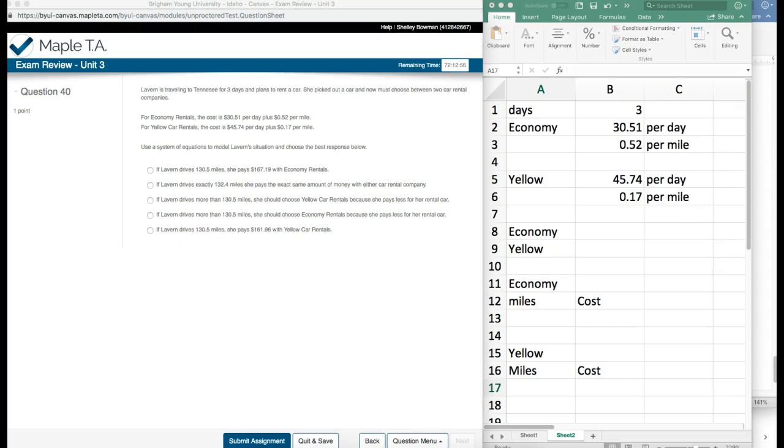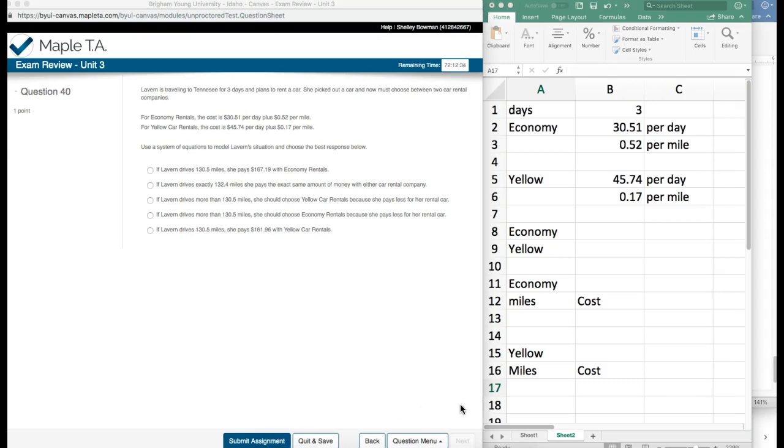For Car Economy rentals, the cost is $30.51 per day plus 52 cents per mile. For Yellow Car rentals, the cost is $45.74 per day and 17 cents per mile. Use a system of equations to model Laverne's situation and choose the best response below.